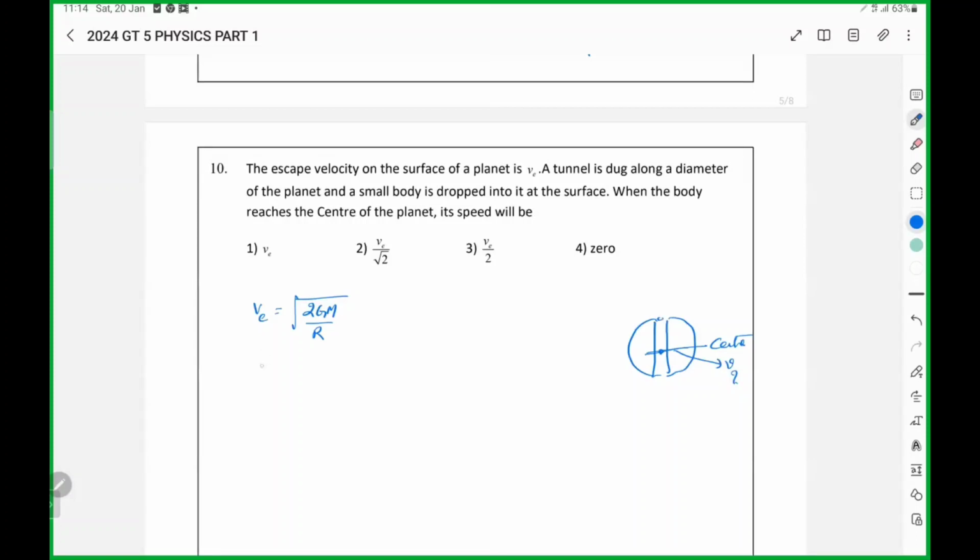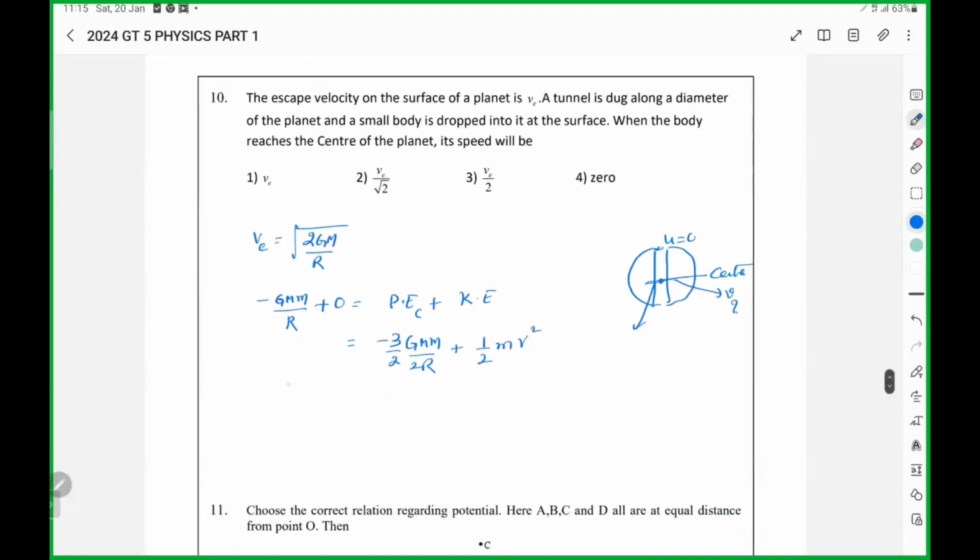Initially, when it is at the surface, since it is dropped at this point, kinetic energy is 0. So potential energy at the center plus kinetic energy. Potential energy, it is a derived formula. Potential energy at the center is not 0. Acceleration due to gravity is 0, but it has potential energy. Kinetic energy is this, we don't know what its velocity is.